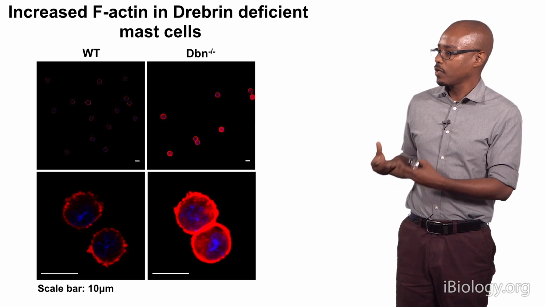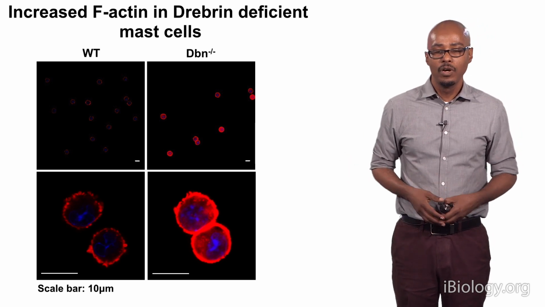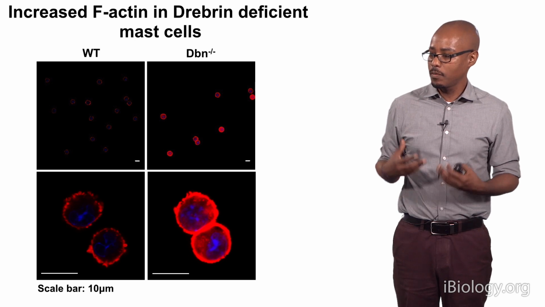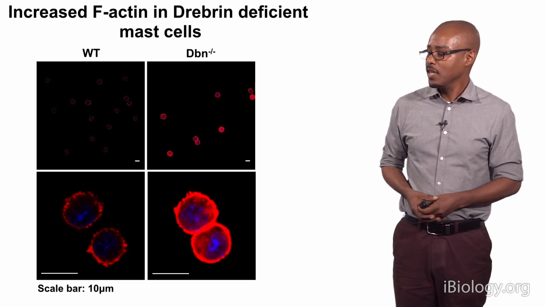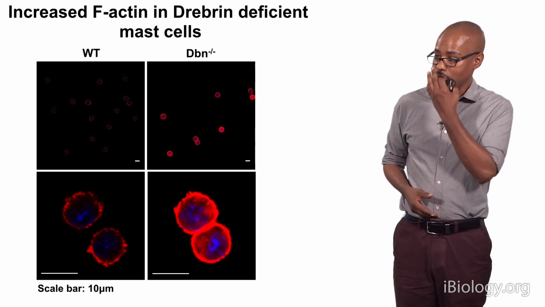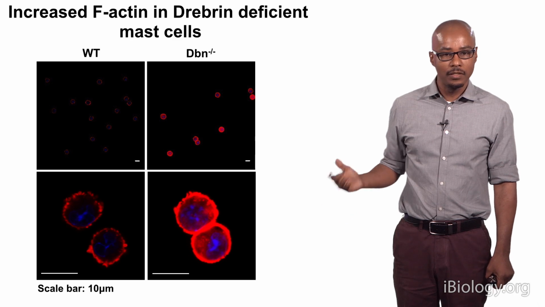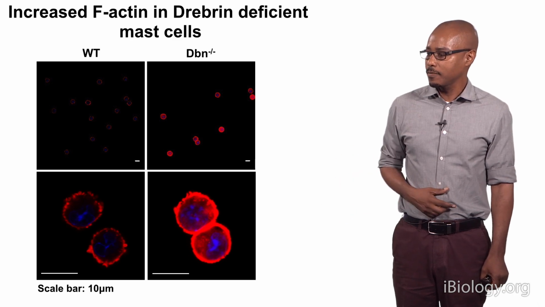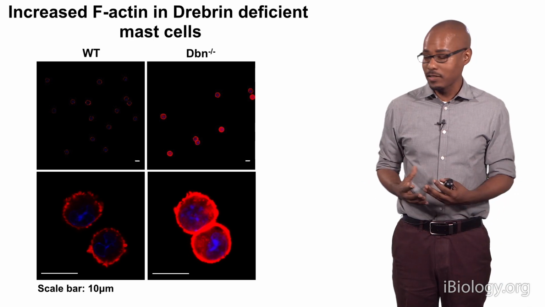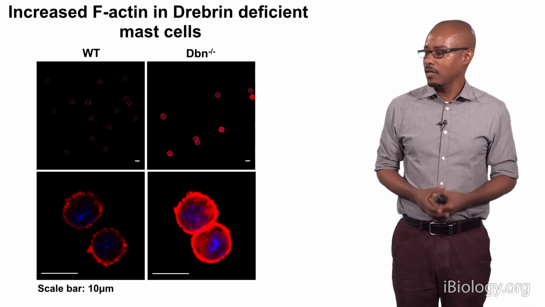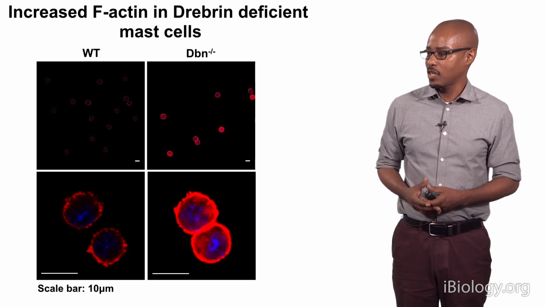First, we took either wild-type or Drebrin-deficient mast cells and stained them with phalloidin, which stains F or filamentous actin. And what you can see most apparent is that the wild-type cells actually have nice actin around the perimeter of the cell. But if we look at the Drebrin-deficient cells, you can see that they have more actin, and the actin is actually distributed not only in the perimeter of the cell, but starts to extend within the cell.